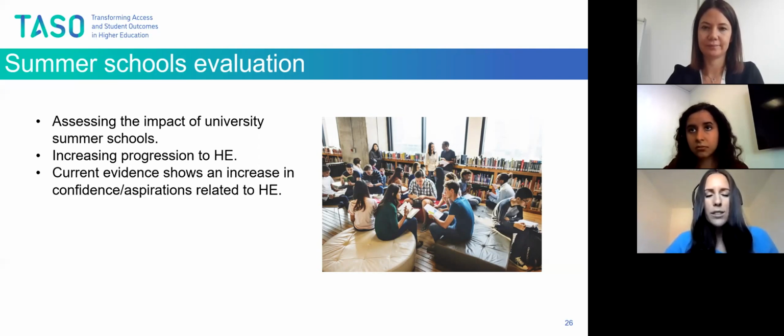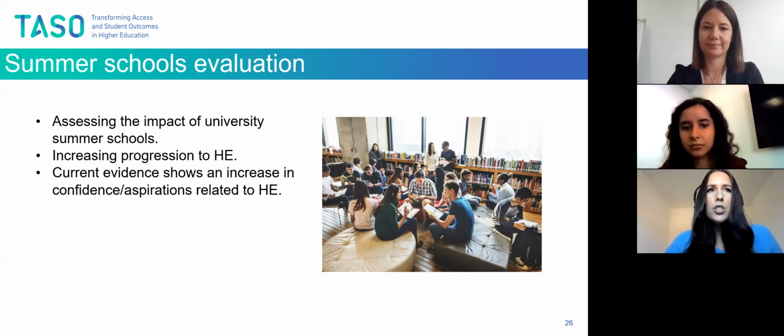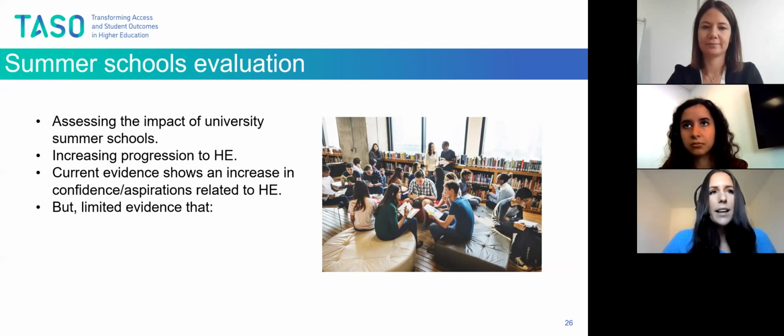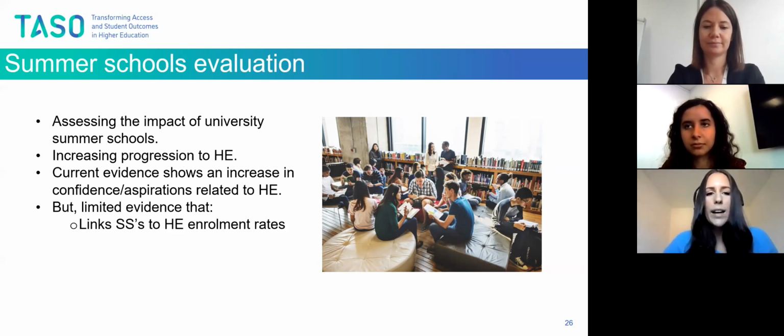So TASO commissioned an evidence review in 2019 to look at what sort of existing evidence there is on summer schools. And they show that summer schools are associated or correlated with an increase in confidence and aspirations related to higher education, which is obviously really positive. But what these evidence reviews are lacking, or what the evidence is lacking, is linking summer schools to HE enrollment rates. So we're missing this link to behavioural outcomes. So it's great that aspirations and confidence are more positive, but we don't actually know if this then leads to progression to HE and to widening participation.